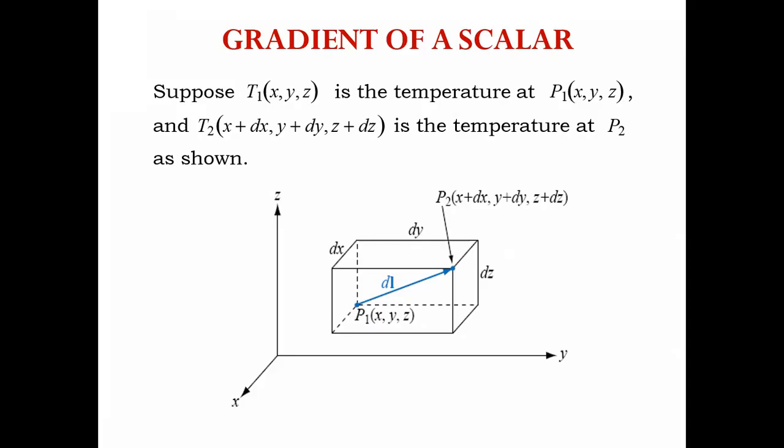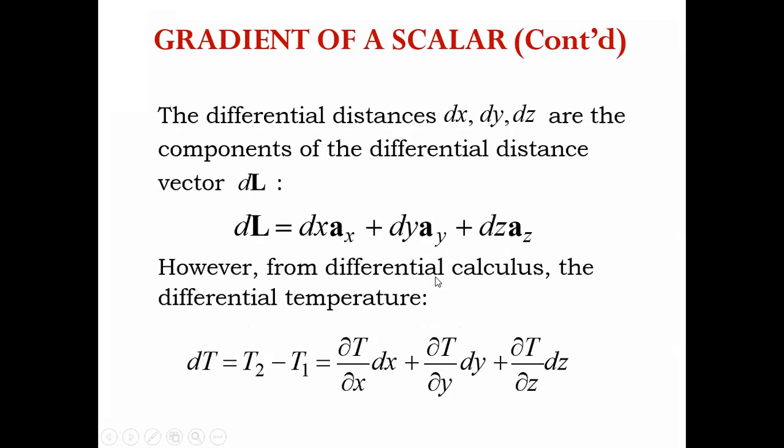As you can see here, suppose the temperature at the point P is known, xyz. At P2 it is x plus dx, y plus dy, z plus dz. That is what I said. So this is a vector, and it is varying in this direction. So this dl, we know, is dx ax plus dy ay plus dz az. So dT, that is the change in temperature, is T2 minus T1.